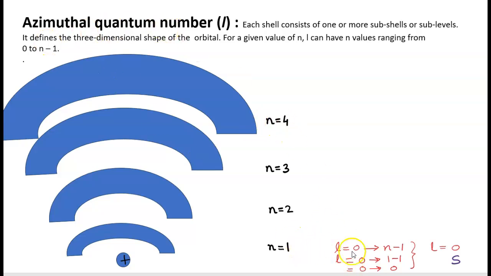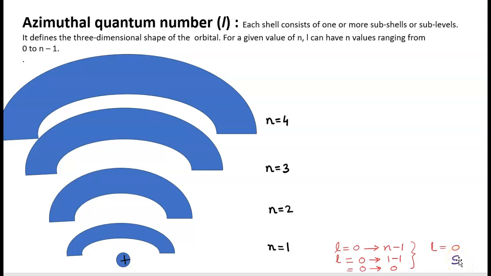So the azimuthal quantum number ranges from 0 to n minus 1. So let's say for this first energy level, L will be equal to 0 to n minus 1. That is, L will be equal to 0 to 1 minus 1. n is 1 here. So from 0 to 0, that is, the L value comes out to be 0. Okay, no other value of L is there in the first energy level. So when the azimuthal quantum number is 0, that means there is only the S subshell.